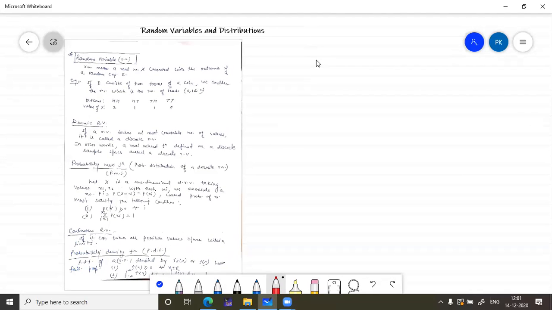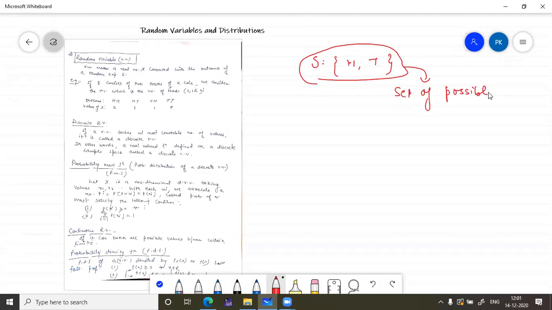एक कॉइन को हमने टॉस किया है तो या तो हेड आएगा या तो टेल आएगा. So this is actually the set of all possible outcomes, meaning the sample space. In the same way, suppose if you toss two coins, we have the sample space like head head, head tail, tail head, tail tail.